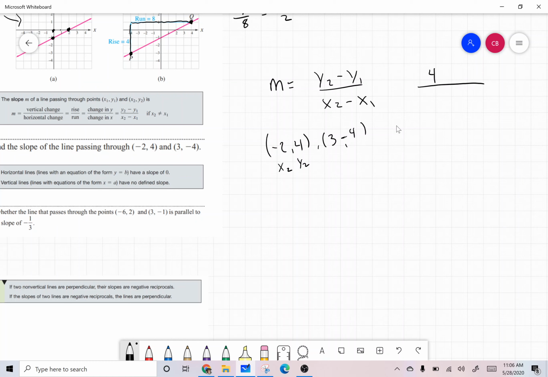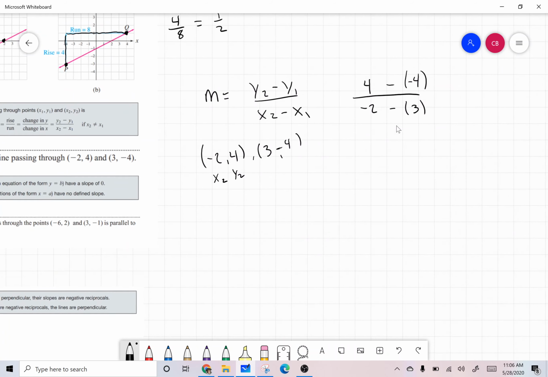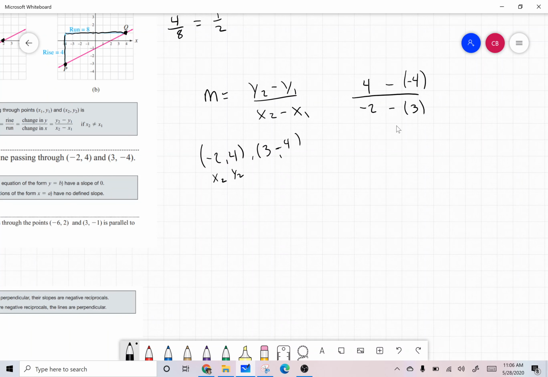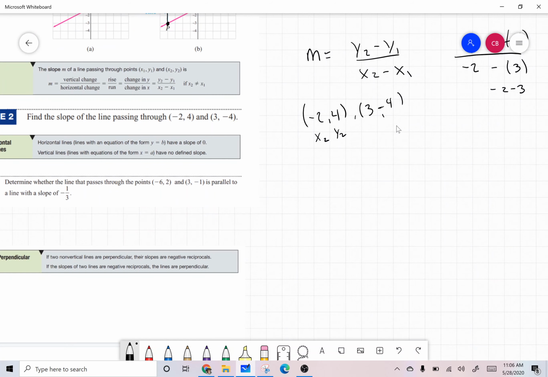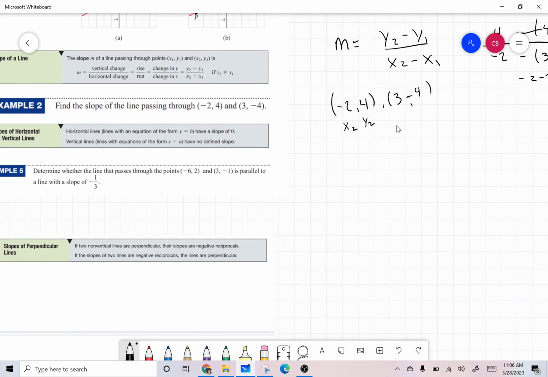So I have 4, and then I have -2, minus, minus, and then the other two go -4 and 3, and I put parentheses so I don't mess up the signs. This is plus, so this is 8. -2 minus 3 is -5. And this is my slope because it does not simplify. So it's pretty straightforward. Just make sure you line them up correctly and have the right ones with each other.